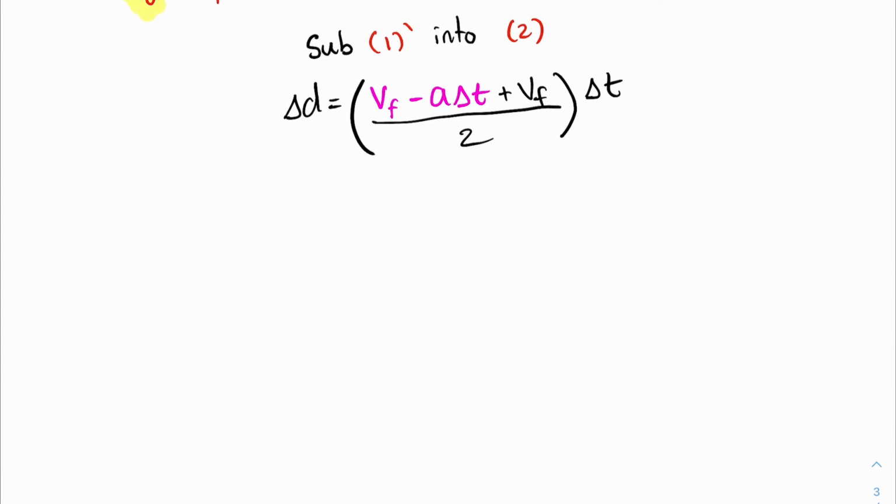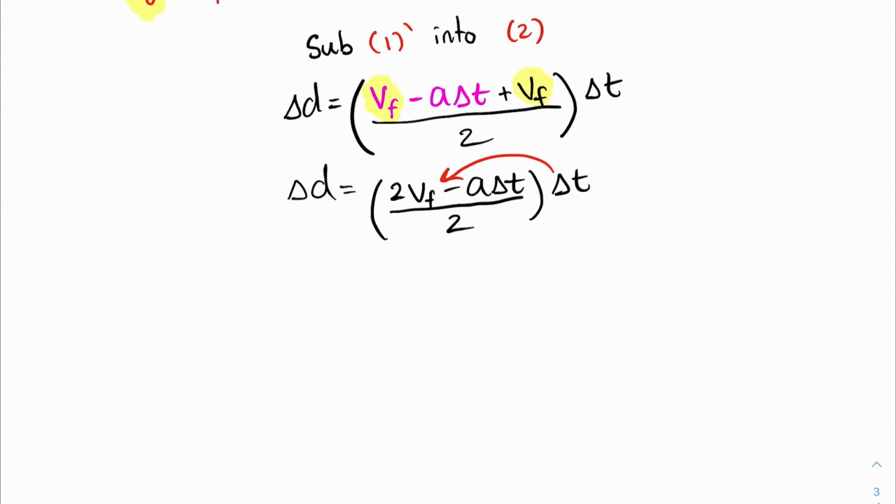And now is the fun part. Let's play the algebra game. So we're going to try to simplify this expression. Notice that we can collect like terms. We have V final, and those two are being added together, so that will give us 2V final minus A delta T, all divided by 2 times delta T. And this was just the displacement of Sonic, or our object.